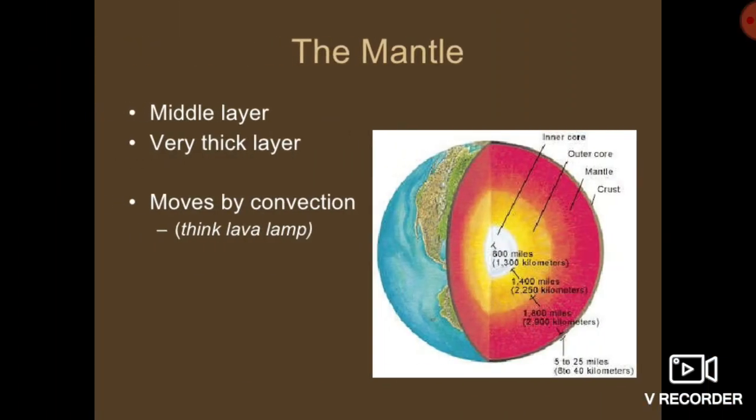Now comes the second layer of the earth, that is the mantle layer of the earth. This is the middle layer. From the top of the earth, it extends from the Moho discontinuity to a depth of 2900 km. Moho discontinuity is the transitional zone between crust and the mantle.